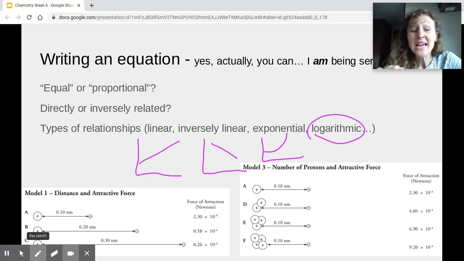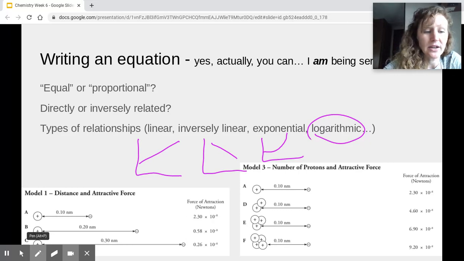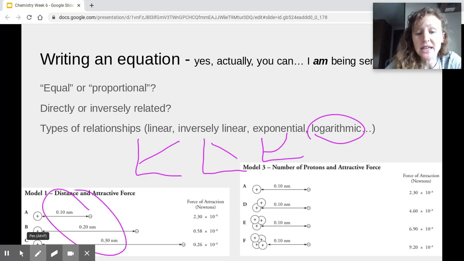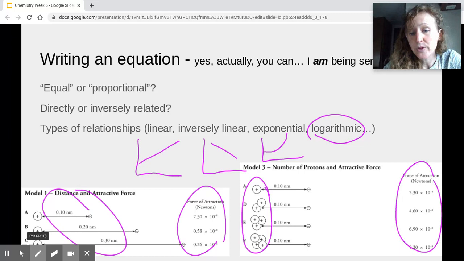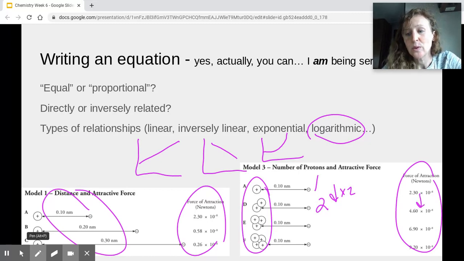Okay, so in order to determine what type of relationship we have, we want to look at the data, right? And you can look at the data in numbers. So there's distance, force, here's number of protons and force. So for number of protons, for example, we would think, okay, protons gets doubled here. What happens to my force? Well, 2.3 times 10 to the negative 8th goes to 4.6 times 10 to the negative 8th.